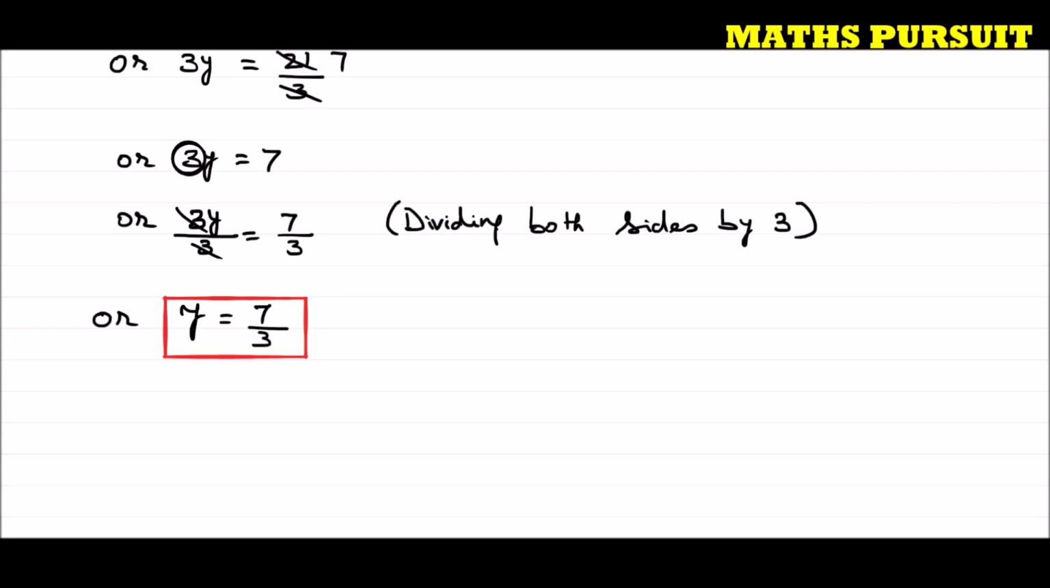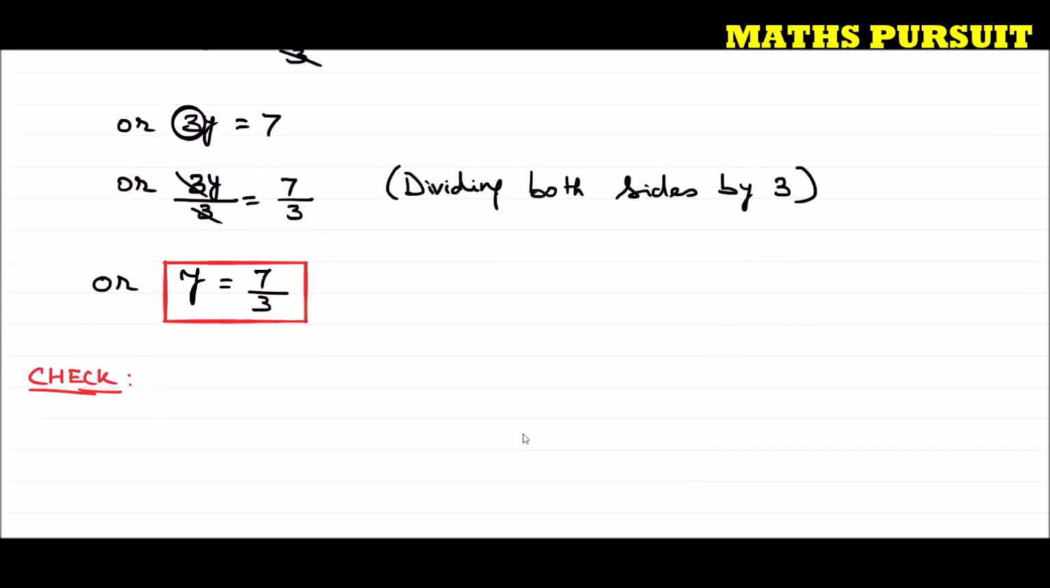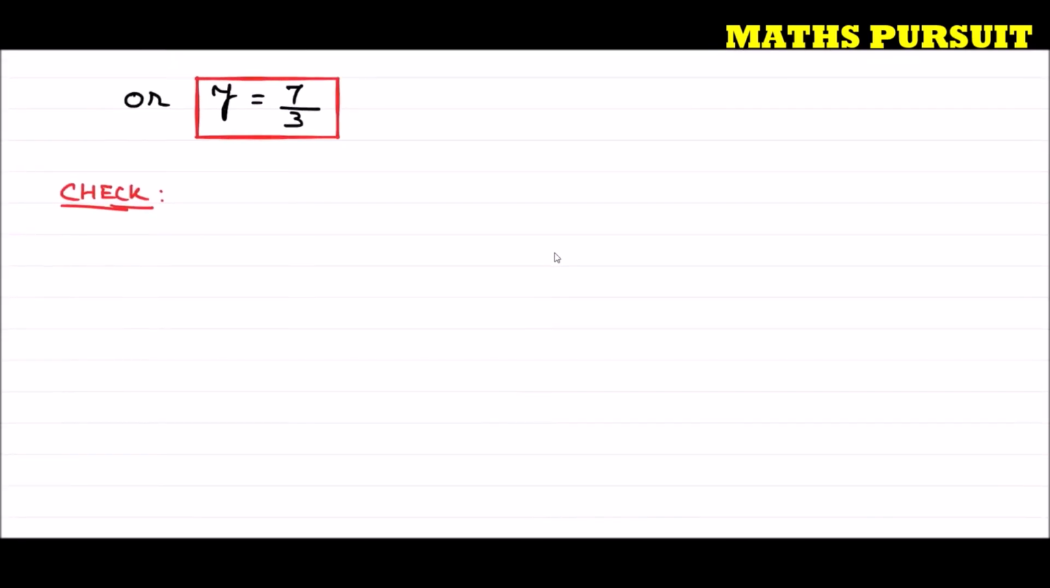Now, let us look into the second part of the question. The second part of the question is asking us to check the answer. That means we need to check the answer. In order to check the answer, let us rewrite the given equation. The question was 2y plus 5 upon 3 is equal to 26 upon 3 minus y. This is what the question has given us.